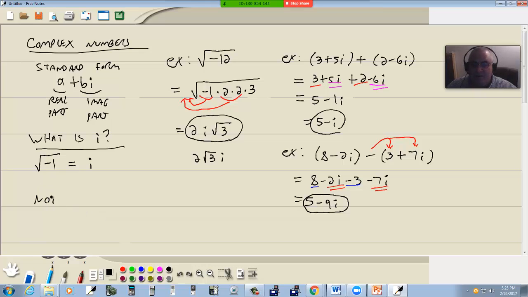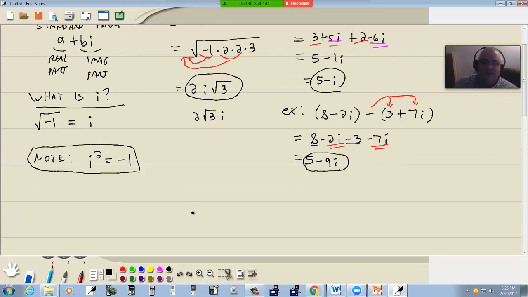Next one we're going to take a look at is multiplication. And you need to know for multiplication that i squared is equal to negative 1. So don't worry about that overly, but that's something you'll use. The YouTube videos I put out there go into a little bit more detail than that.